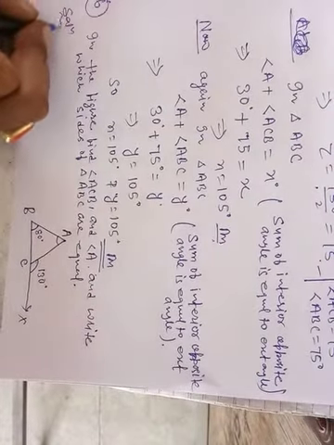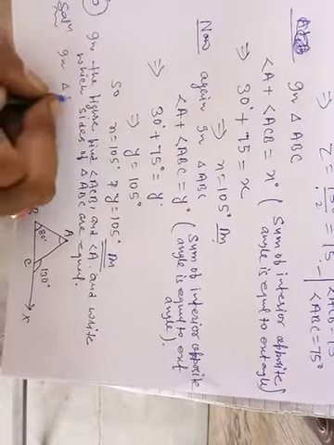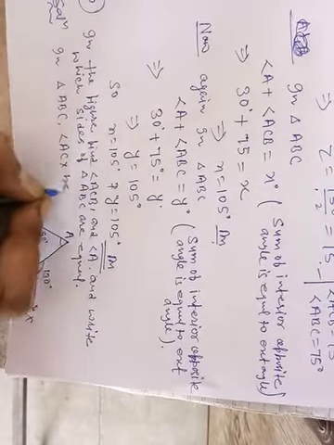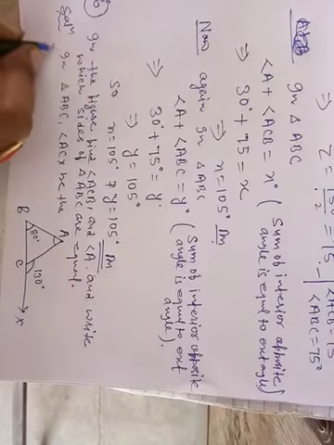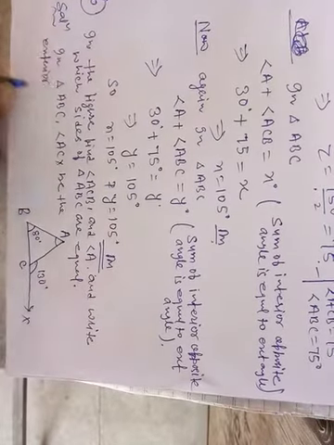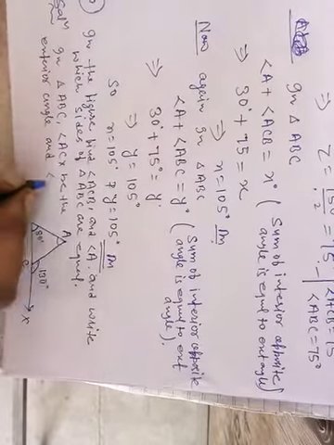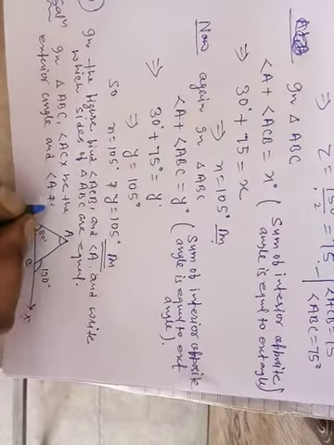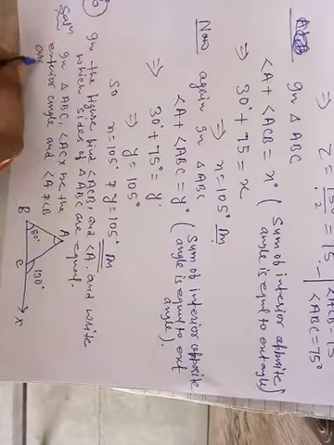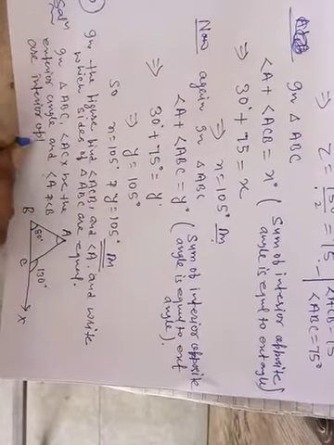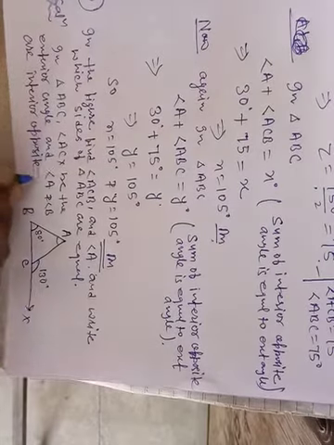Solution: in triangle ABC, angle ACX is the exterior angle and angle A and angle B are interior opposite angles.